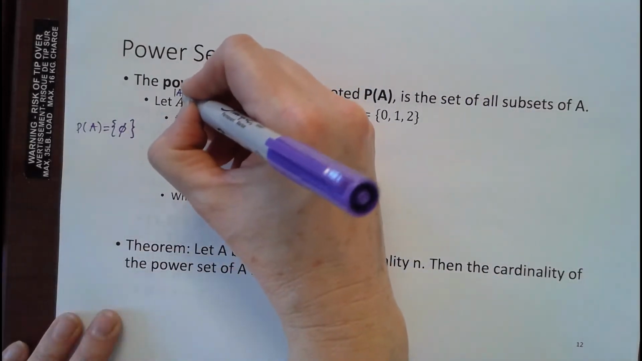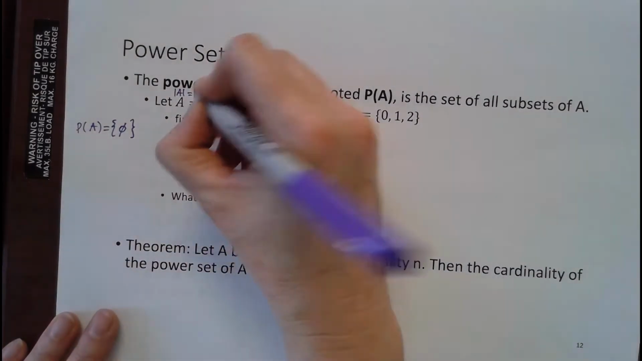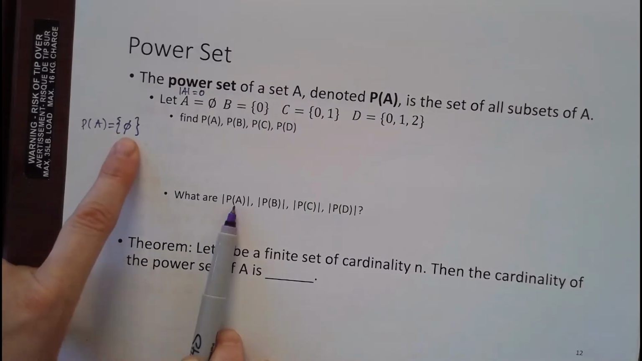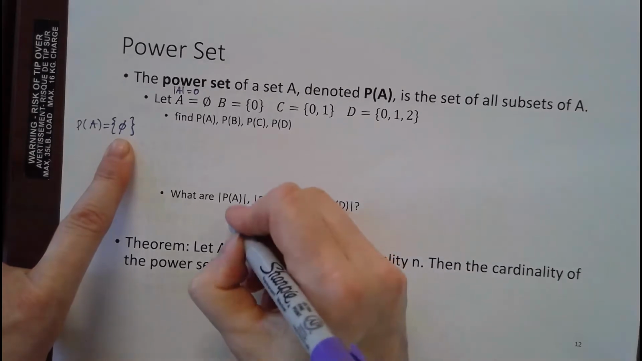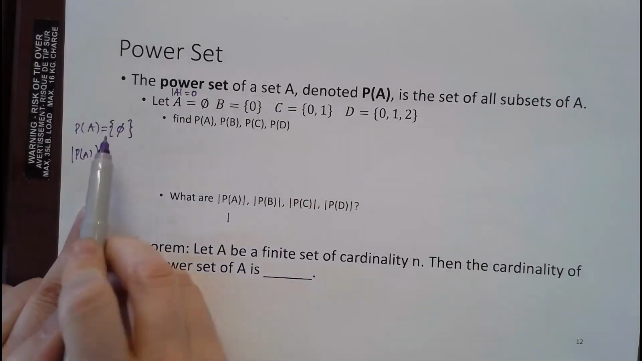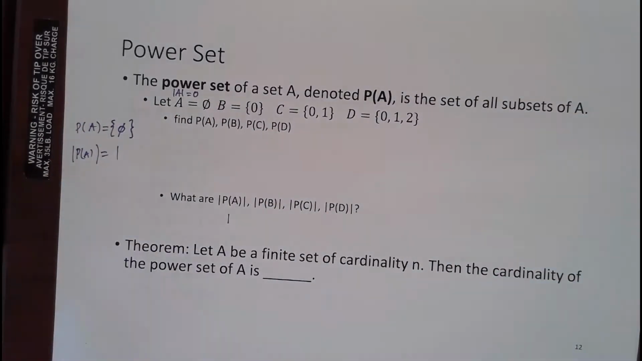So the cardinality of A is actually 0. There's nothing in there. The cardinality of the power set of A, down here, what's that? That's this one. How many things are in this set? Just one. Right, so the cardinality of this, how many things are listed in between the brackets? 1. It's a set, so its cardinality is 1.